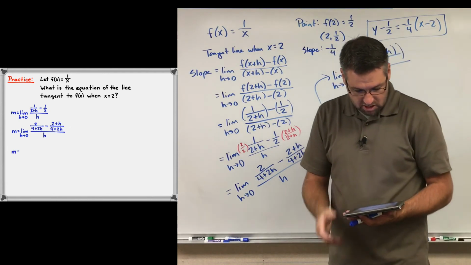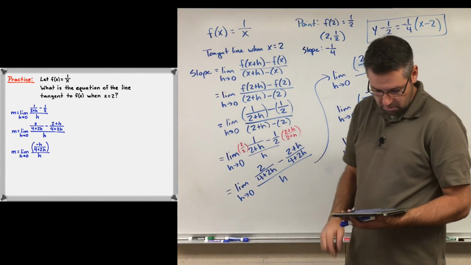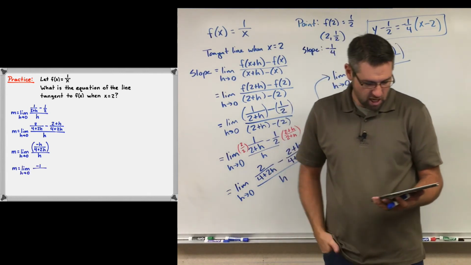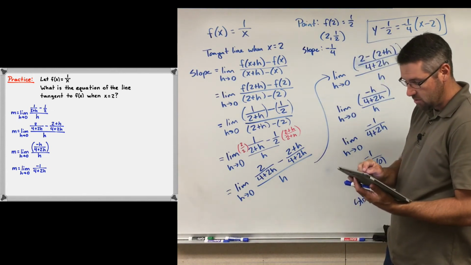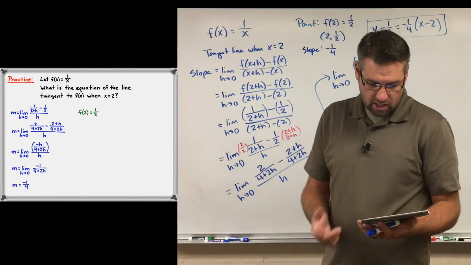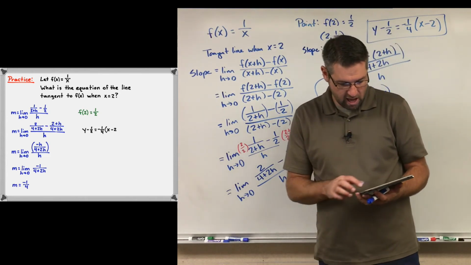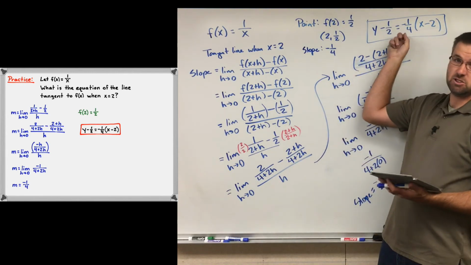And then we find a common denominator there. Okay, we find a common denominator. And then we simplify it. And we can see that the h on top and the h on the bottom will end up reducing. And then we can go ahead and plug in 0. And we end up with negative 1/4. And again, our point was 2 comma 1/2. Plugging that into our point slope form, we have our tangent line.